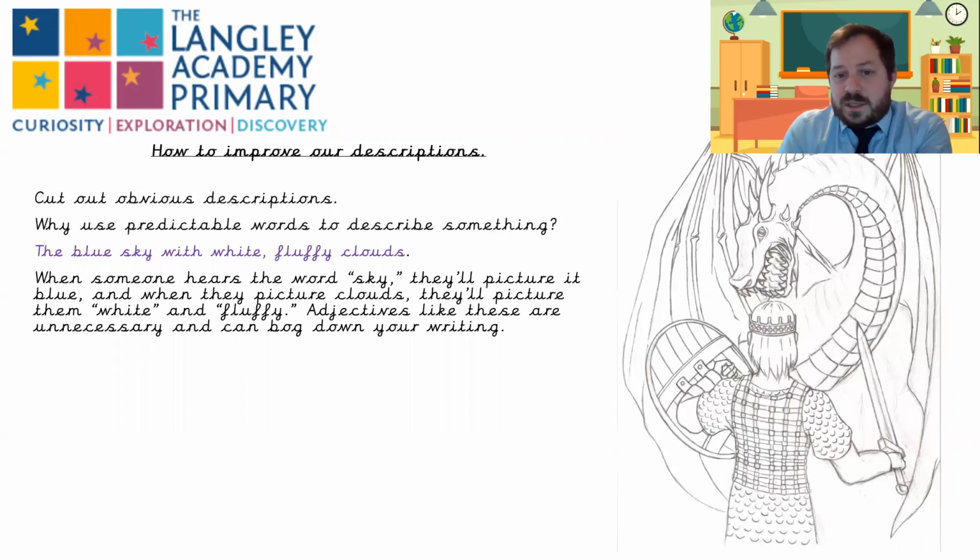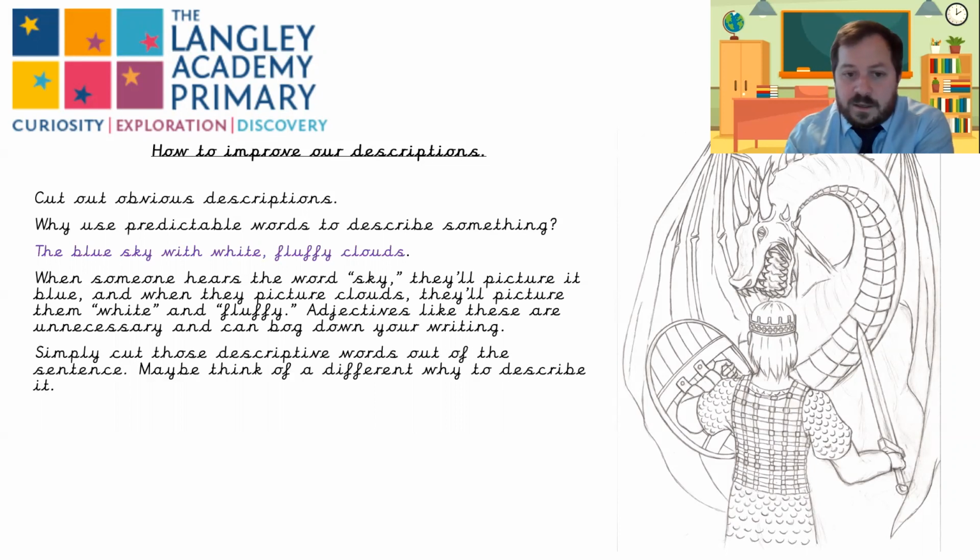When somebody hears the word sky, they'll picture it blue. When they picture clouds, they'll picture them white and fluffy. Stating this can bog down your writing, making it feel longer than it needs to be, and people can get bored or frustrated when reading that sort of thing. So what you want to do is cut out those simple descriptive words that people already know, and then think of a different way to describe it.